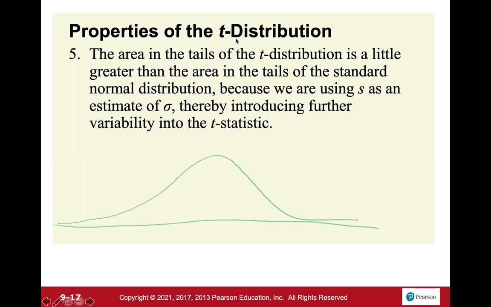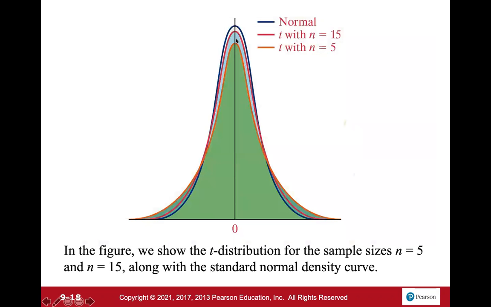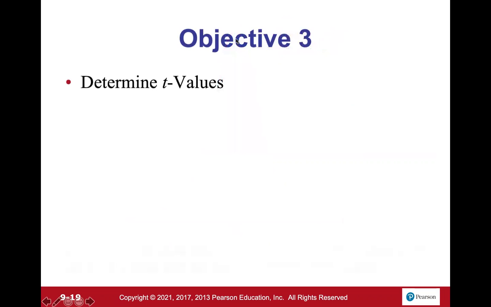But again, we have something that looks like this. The area is still equal to 1. Things are still roughly the same. Property 6: as the sample size n increases, the density curve of t gets closer to the standard normal density curve. This result occurs because as the sample size n increases, the value of S gets closer to the value of sigma by the law of large numbers. Again, we have a t-distribution with different degrees of freedom compared to the normal distribution.